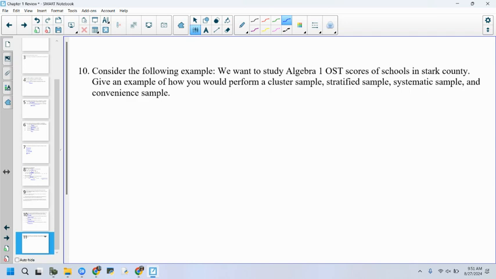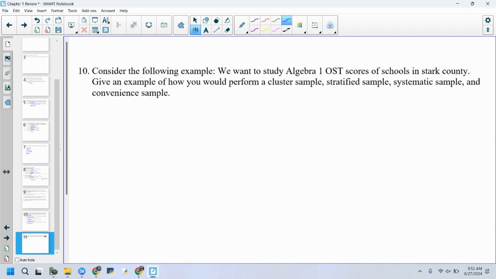And then convenience sample. If I'm running this, it depends on who's running the study, right? Because it's whatever is convenient for them. Like if I'm running this study and I took only my Algebra 1 students' OST scores, pretty convenient for me, right? Is that getting anybody from any other school? No. There's hardly any diversity in that, right? You're hardly getting any other opinions, any other data from that.